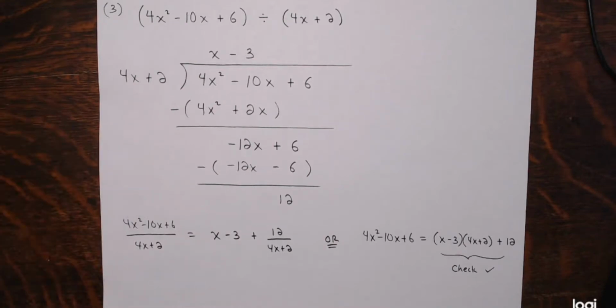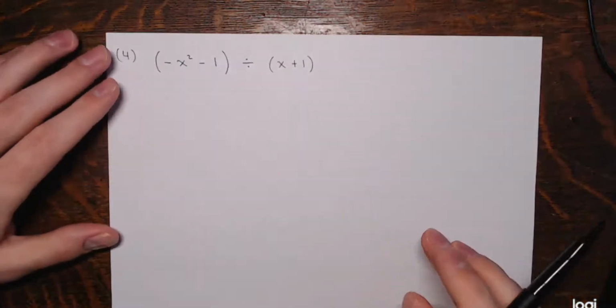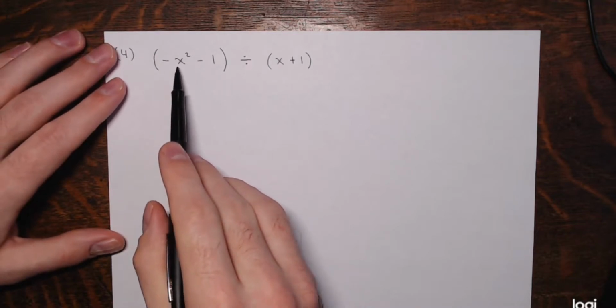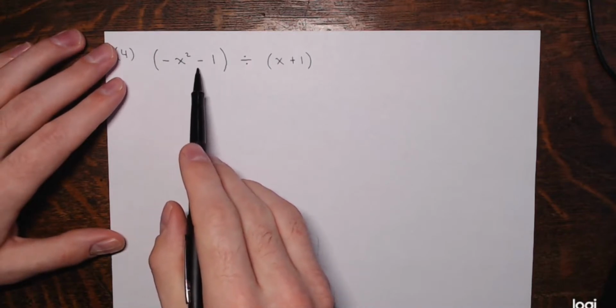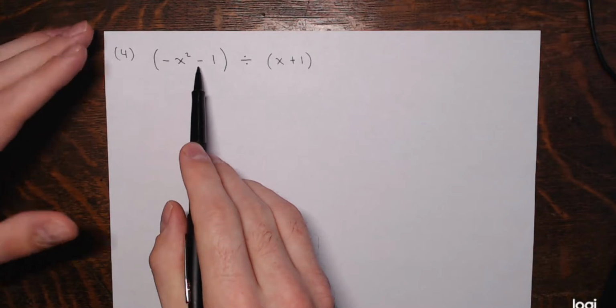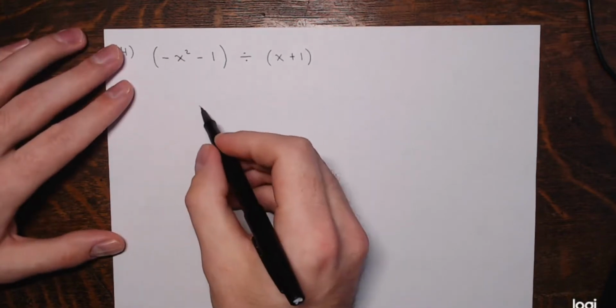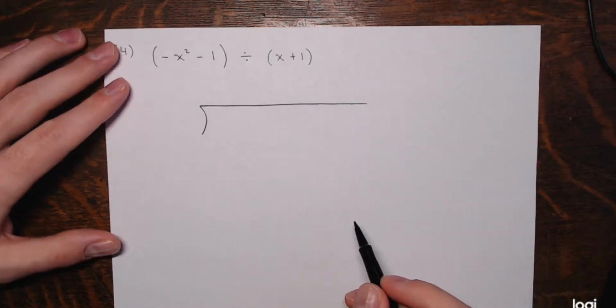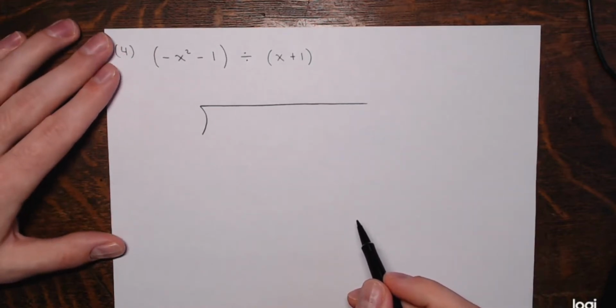Just got a few more of these. They're all the same, really. Now this next couple of examples, see how the dividend doesn't have certain terms? Like it has an x squared term, but it doesn't have an x to the first term. Now, you don't have to do what I do here, but I'd recommend it, just to make sure you're keeping track of all the terms, fairly easily.